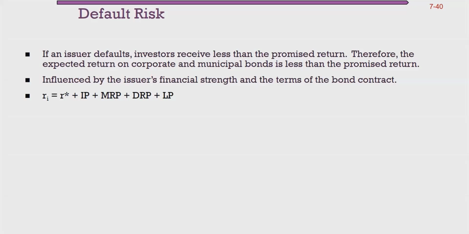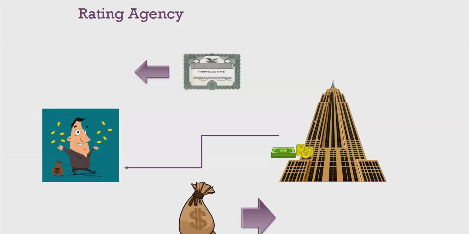Recall from the previous chapter that the quoted interest rate includes a default risk premium. DRP stands for default risk premium. The higher the probability of default, the higher the premium, and thus the higher the yield to maturity. In other words, the higher the default risk premium for a company, the higher the yield they should offer to investors. Since the early 1900s, the default probability of companies has been evaluated by rating agencies.